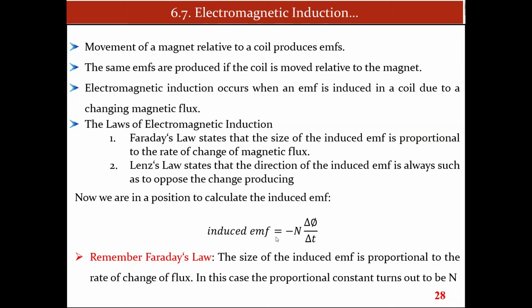So induced EMF is equal to N, the number of turns of the wire, multiplied by the change in magnetic flux, or the rate of change of magnetic flux. Remember Faraday's law: the size of induced EMF is proportional to the rate of change of flux. In this case, the proportionality constant turns out to be N, the number of turns.